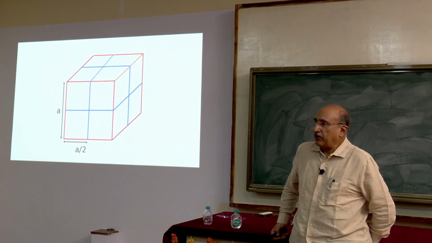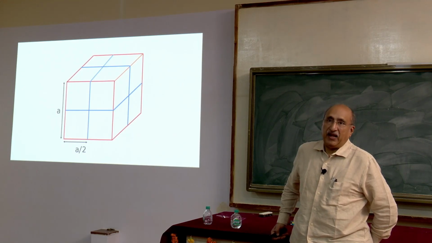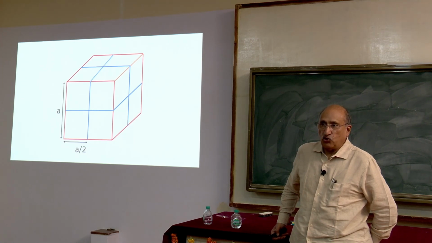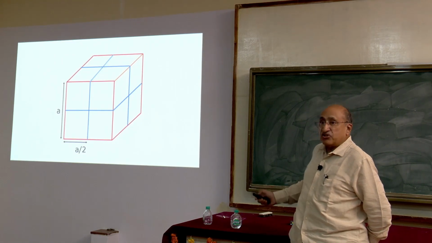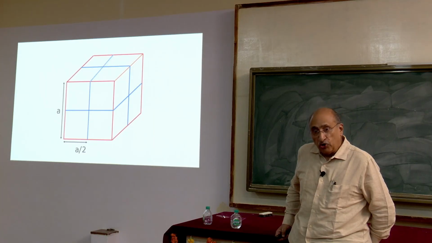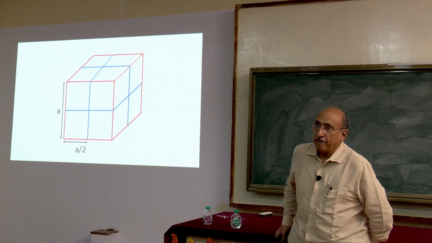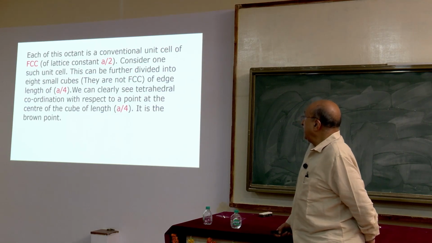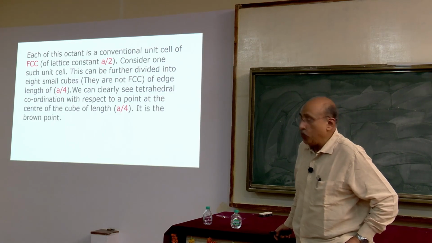Let's be careful and draw slowly. So I have started with the unit cell of spinel, which has a lattice constant of A. I divided this into 8, and unlike diamond, here each of these 8 cubes of lattice constant A by 2 is a full unit cell of FCC lattice. Agree? This is the FCC of lattice constant A by 2.